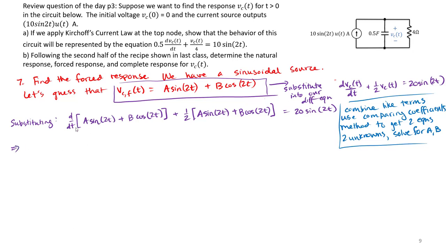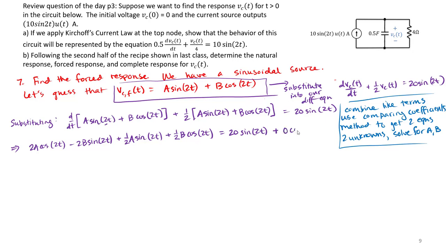So if we go ahead and do that, we have to take our derivative. The derivative of sine gives us cosine. So this derivative term will be, 2 comes out, we'll have 2a cosine 2t. Then the b cosine 2t will become minus 2b sine 2t. And then the next expression, we just multiply 1/2 through. So we have plus 1/2 a sine 2t plus 1/2 b cosine 2t. And all that must equal 20 sine 2t.